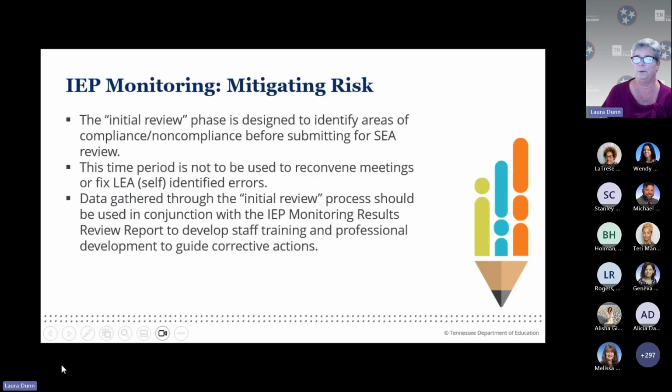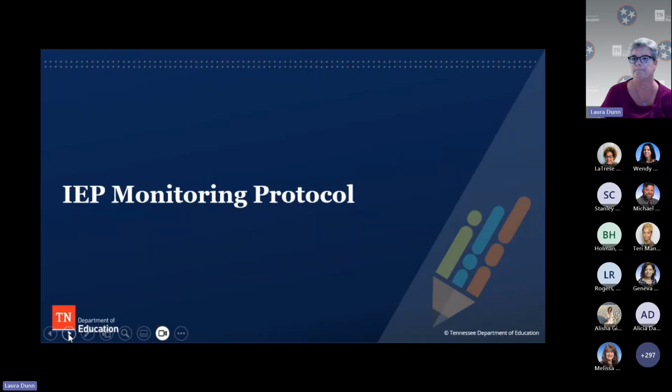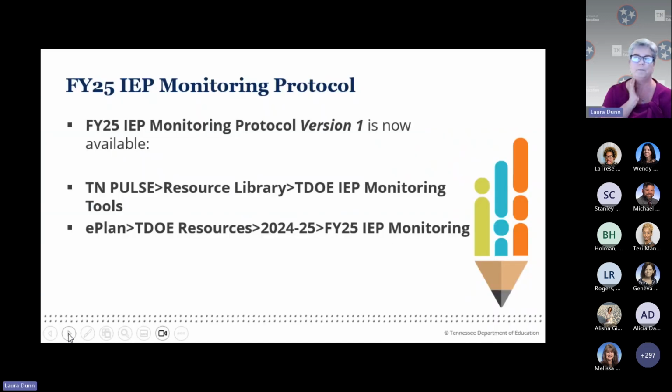The data that you gather in your initial review period should be used in conjunction with your IEP monitoring results review report. That will help you develop staff training and professional development, and that will then guide all of your corrective actions. So the protocol. The IEP Monitoring Protocol version 1 is now available. It can be found in TN Pulse in the resource library under the TDOE IEP Monitoring Tools. It can also be found in ePlan, TDOE Resources, 2024-25, and FY25 IEP Monitoring.